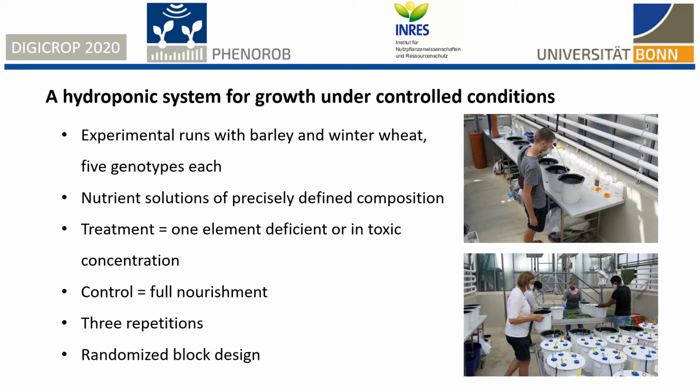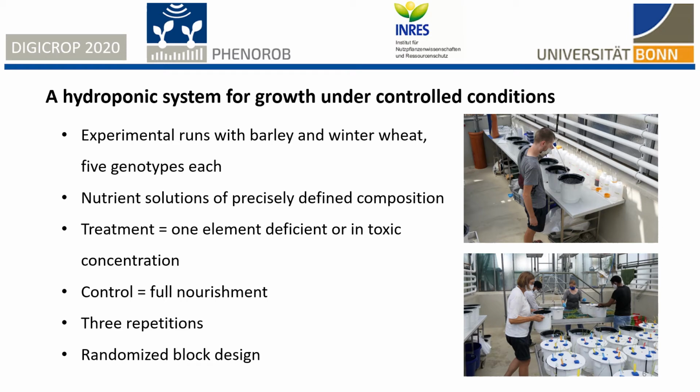In our approach, we grew genetically diverse wheat and barley genotypes under the controlled conditions of a hydroponic system. Seedlings were planted into nutrient solutions of defined composition. Except for the nutrient sufficient control, in each treatment, one of the essential elements was mildly deficient or one element had a toxic concentration, as can be found in natural acidic soils.